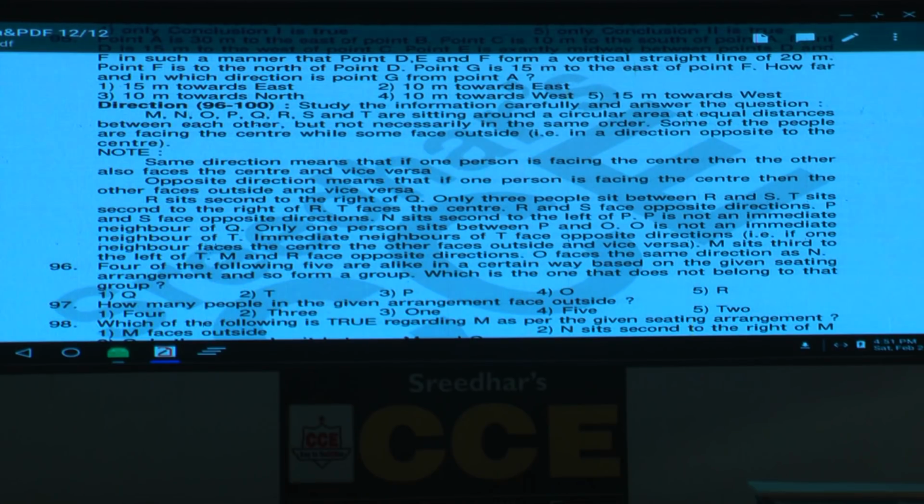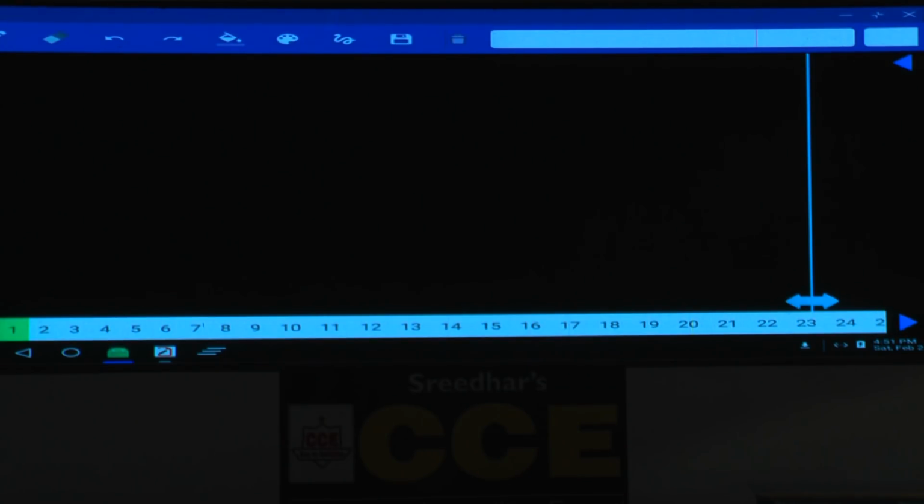Now 8 persons, some of them inward and some of them outward, is clearly given. Now 1, 2, 3, 4, 5, 6, 7, 8, 8 persons are there. Then first we need to identify whether any person is facing towards the center or away from the center is given or not. R sits second to the right of Q, 3 people between R and S. T sits second to the right of R, T faces the center, clearly given.